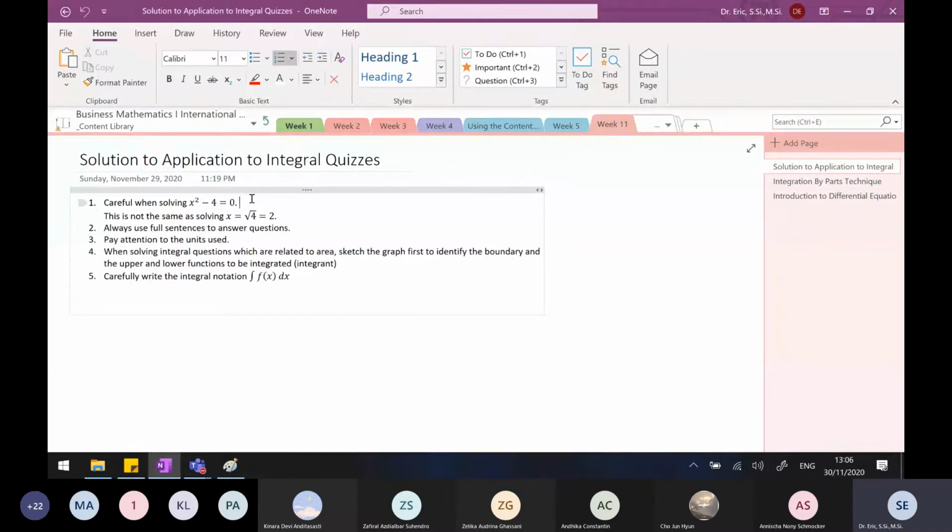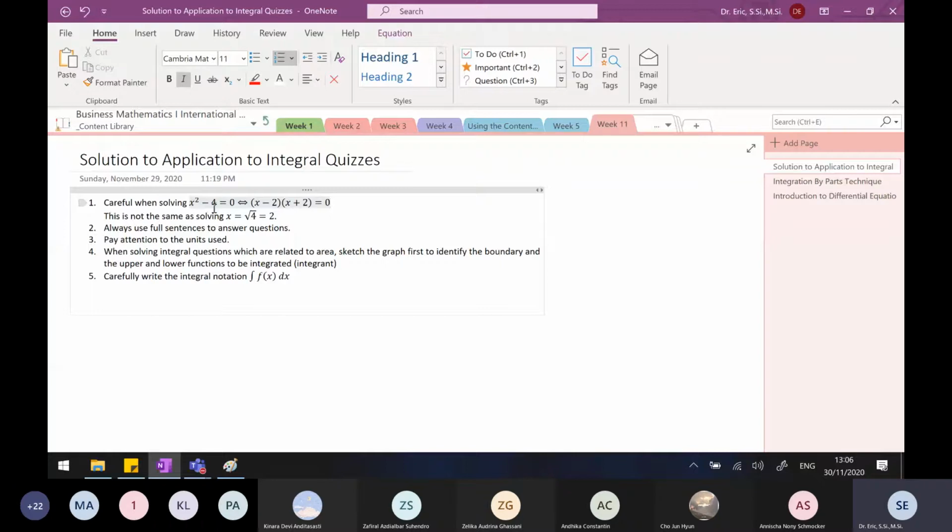For the first one, you have to be careful when solving x squared minus 4 equals 0. Which x satisfies x squared minus 4 equals 0? You have 2 and minus 2. Why? Because you can factorize this, and you have x equals minus 2 and 2. So x equals minus 2 and 2 satisfy this equation, x squared minus 4 equals 0.